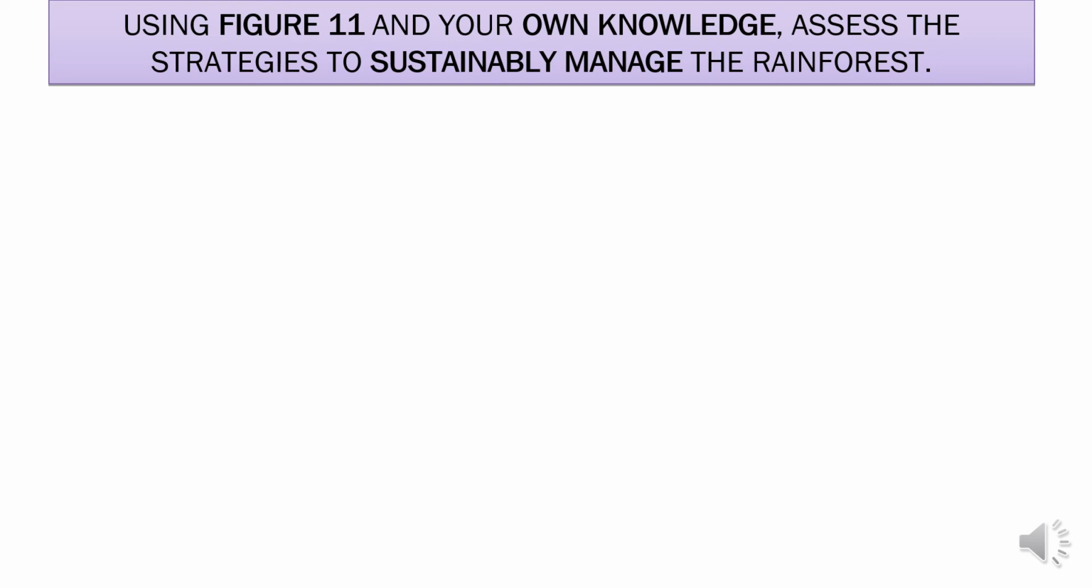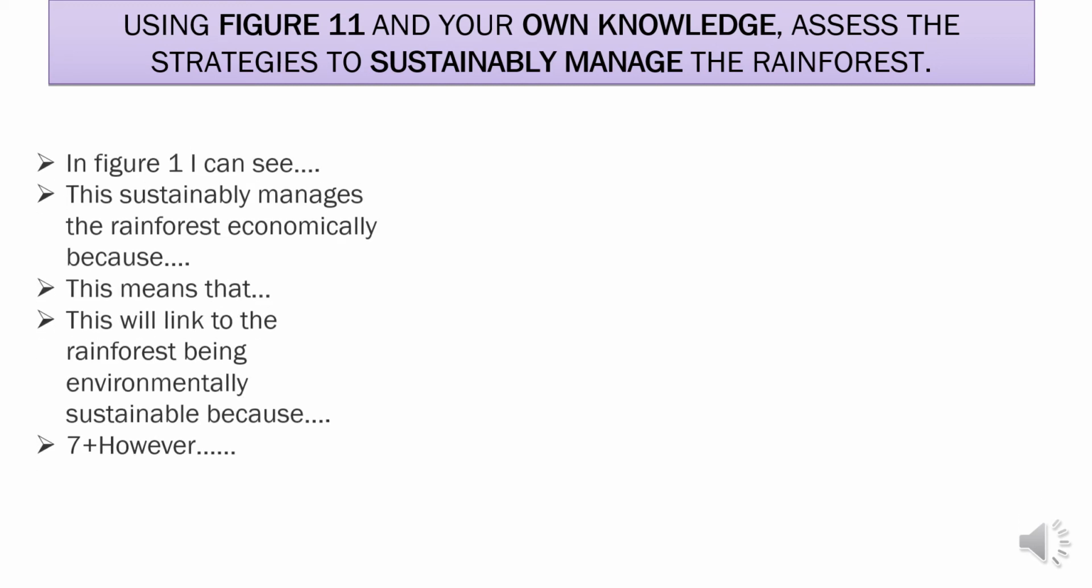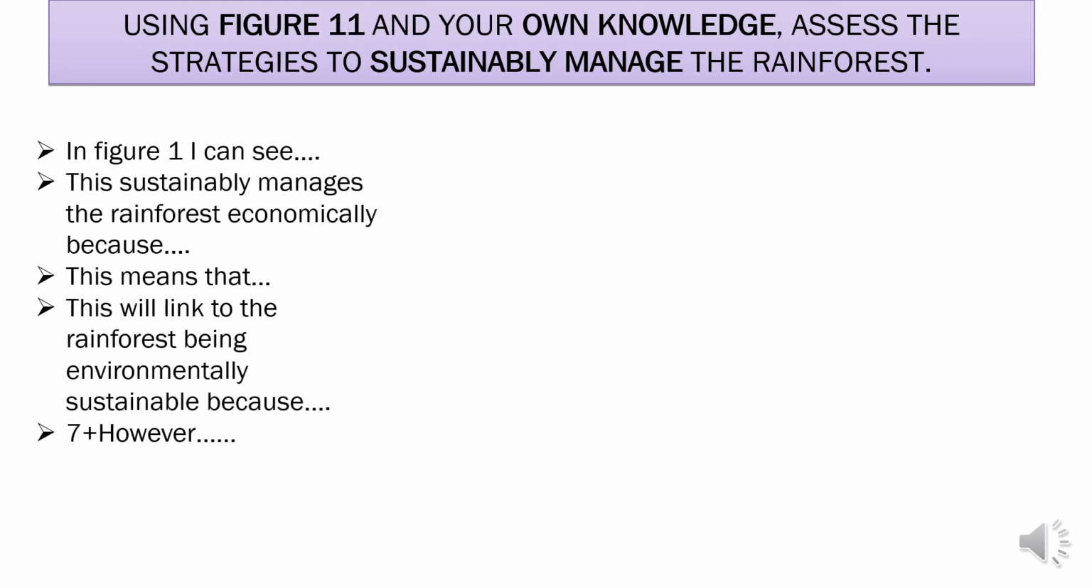It is now time to write your 9 marker. In your first paragraph, you're going to refer to the figure. And it's easier to talk about ecotourism as that's what we've just gone through. In figure 11, I can see this sustainably manages the rainforest economically because this means that. This will link to the rainforest being environmentally sustainable because. 7 plus, you will add the however for why is ecotourism not the best method.